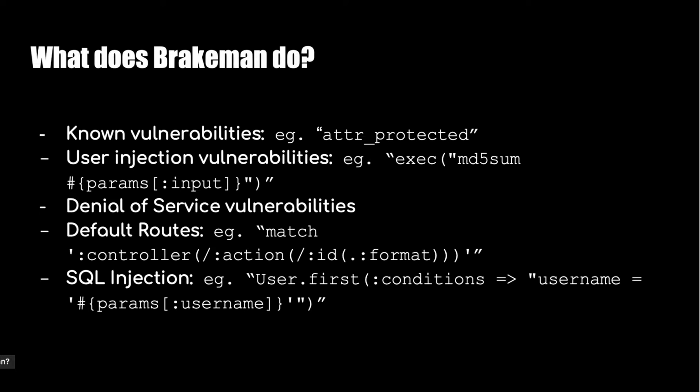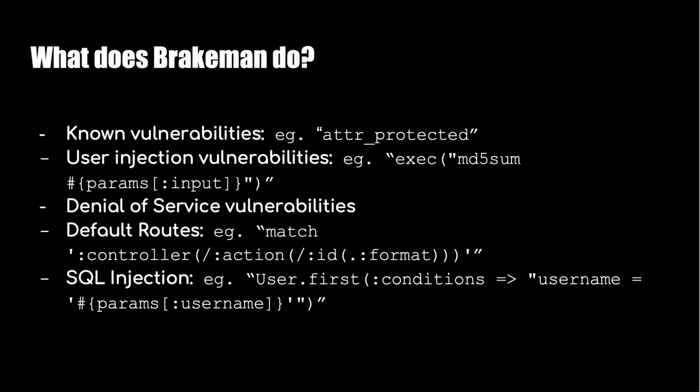So how does Brakeman help us secure our APIs? As we looked at before, Brakeman scans our Ruby on Rails codebase for vulnerabilities. This list shown here are some of the key things Brakeman looks for. First, we have known vulnerabilities.